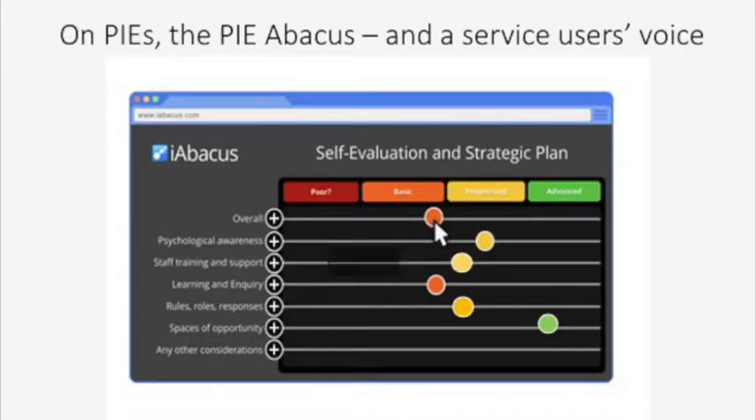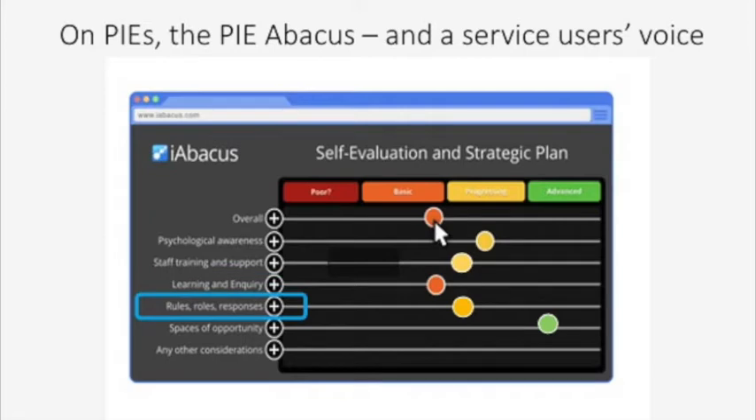This is the PIE Abacus used in an example of a service that's assessing itself according to the main themes that we teased out, spelled out as to what makes for a psychologically informed environment. Psychological awareness, training and support for the staff, an approach, an attitude of learning and inquiry when new things happen and you need to sort of work out what to do. Close attention to the day-to-day management of the service in what we call the 3 R's, the rules and the roles and the responsiveness of the service.